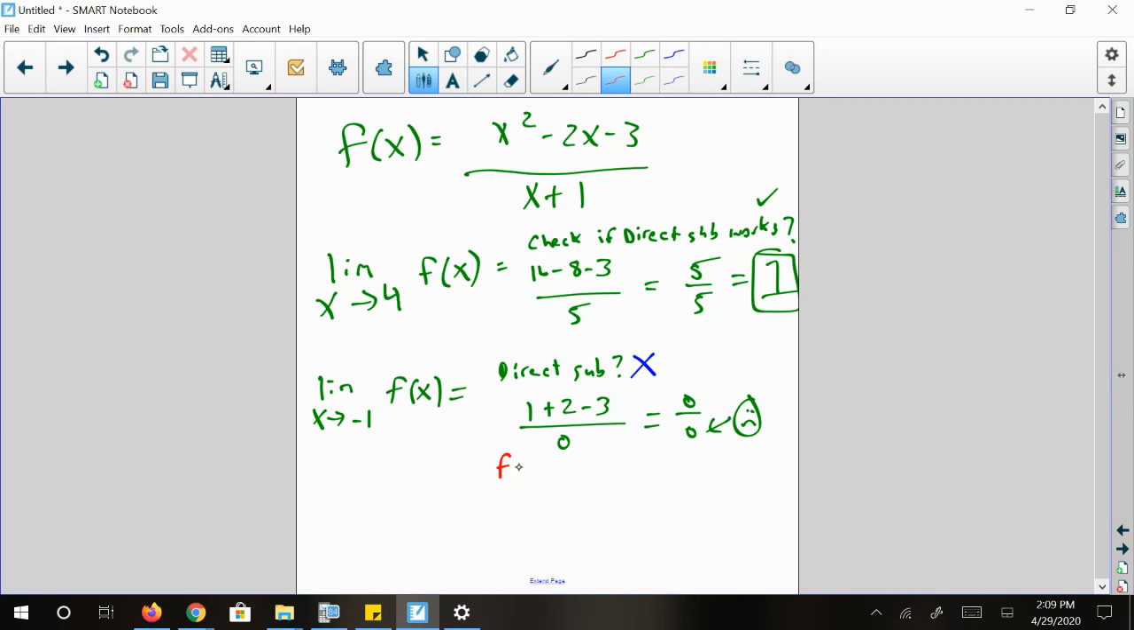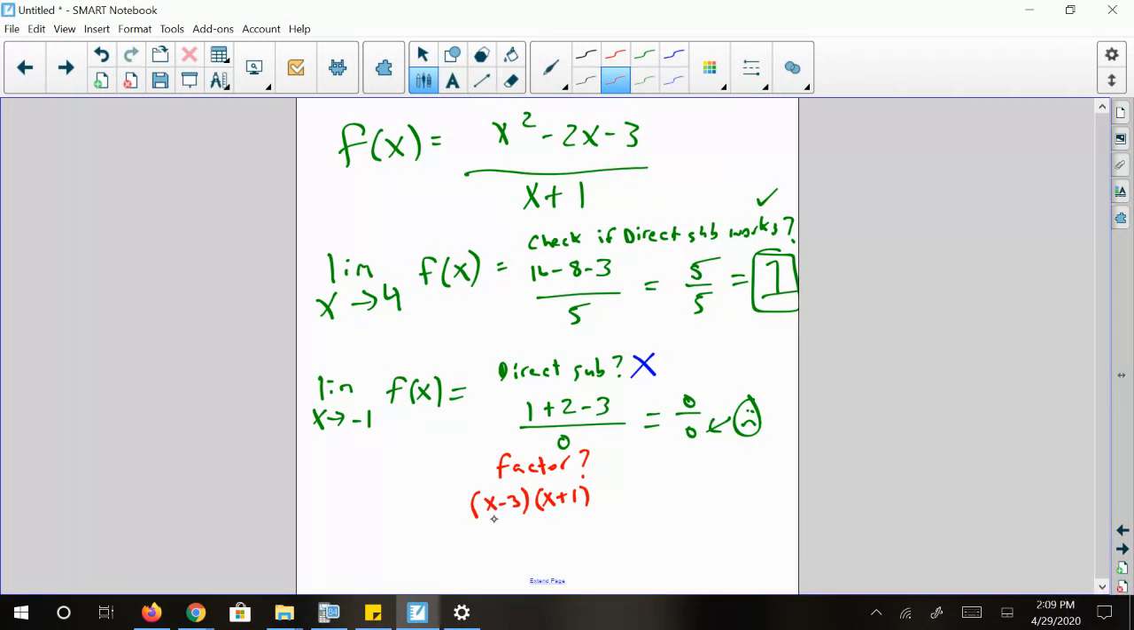Okay, let's see if factoring works. If you remember from pre-algebra and algebra 1, the top of this is a quadratic. You can use the shortcut here because the leading coefficient is 1. I'm looking for two factors of -3 that add up to -2. They would be x minus 3 and x plus 1.